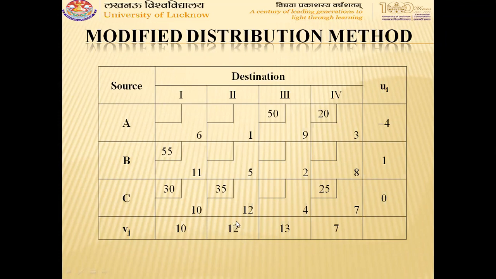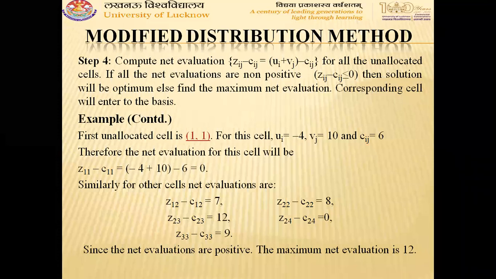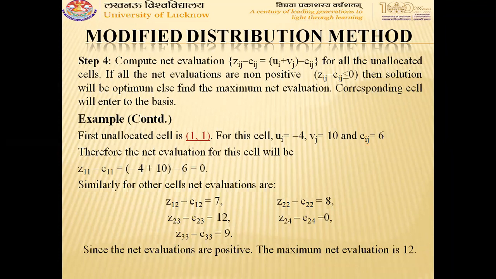For destination 2, V2 is equal to 12, V3 is equal to 13 and V4 is equal to 7. Now the next step is to compute the net evaluation Zij minus Cij, that is Ui plus Vj minus Cij, for unallocated cells only. Here we ignore the allocated cells.